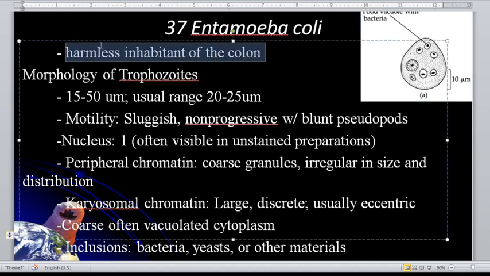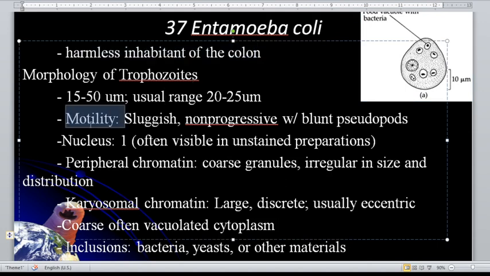So guys, this is a harmless inhabitant of the colon. Therefore, this is a commensal parasite. Morphology, the motility is sluggish. What do you mean by sluggish? That is slow moving or inactive. Okay, mabagal siya. Slow moving, non-progressive, which means it does not move in a straight direction, and it has blunt pseudopods.